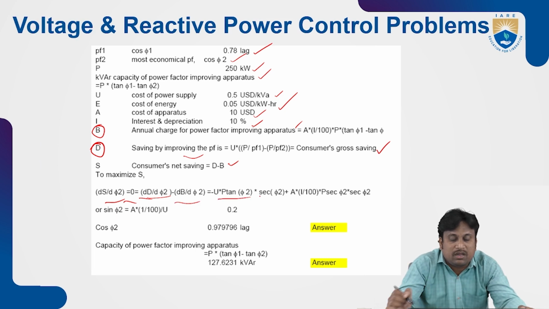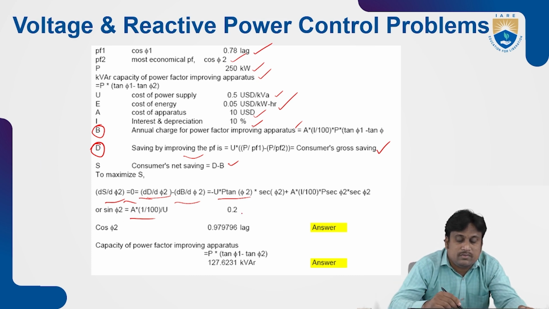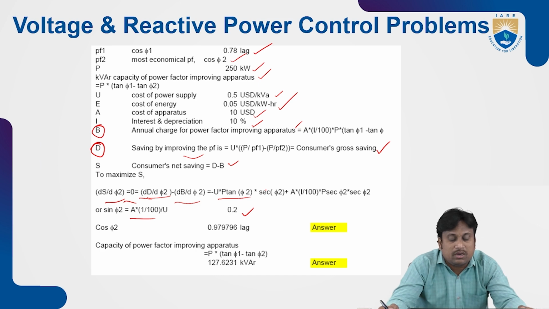equals U into P tan phi 2 into secant phi 2 plus A into 1 by 100 into P secant square phi 2, which gives about 0.2, and cos phi 2 is obtained as 0.97 lag, that is the lagging power factor. Usually we require a leading or unity condition, but even when we get a lagging condition, the capacity of the power factor improving apparatus becomes P into (tan phi 1 minus tan phi 2).